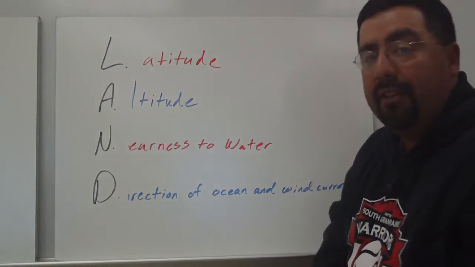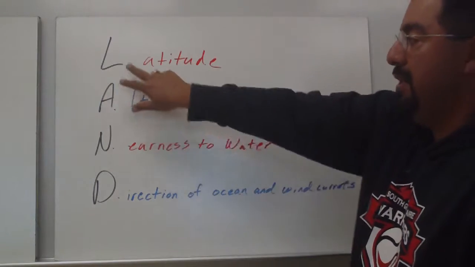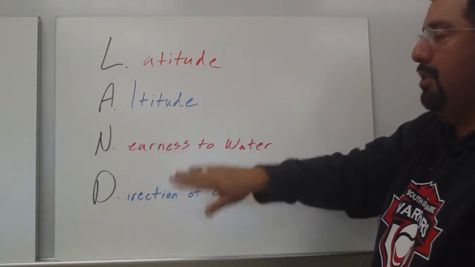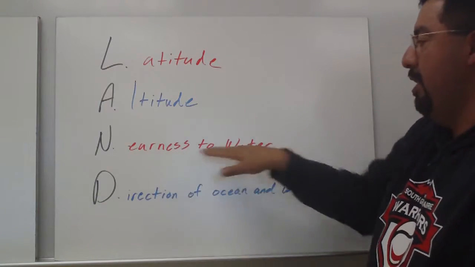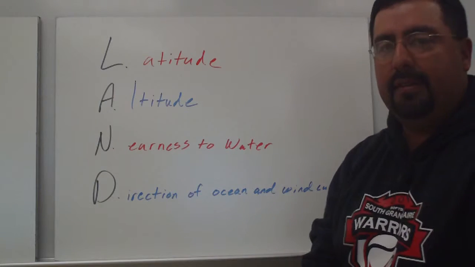These are our 4 factors for climate. And the acronym we use is LAND. L for latitude, A for altitude, N for nearness to water, and D for direction of ocean and wind currents.